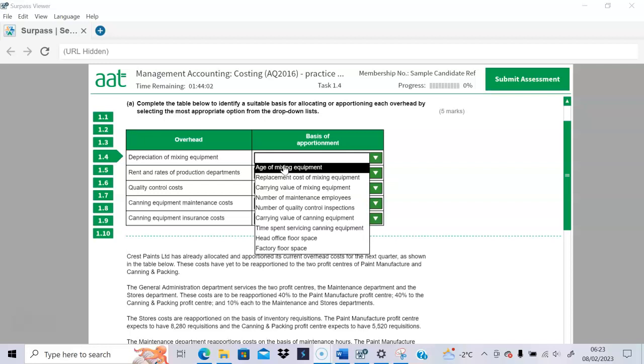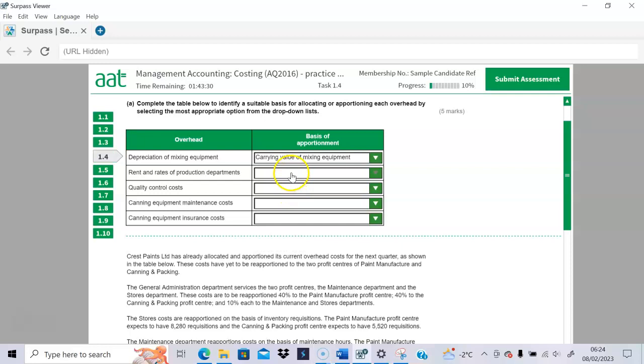I don't really know. I think, because knowing that something is 20 years old doesn't really help you. If they told me how long the life would be, I can accept that. But if the age is 20 years old, that doesn't quite help with depreciation. Your syllabus doesn't do much on replacement costs, and that's never really been a basis. So really the best answer for splitting the mixing equipment is the carrying value. So that first one is the carrying value.